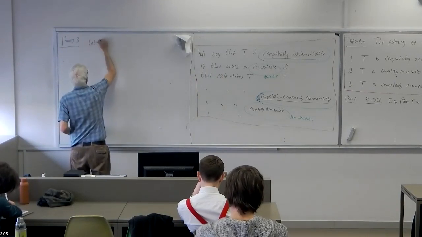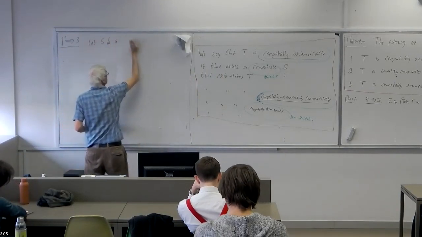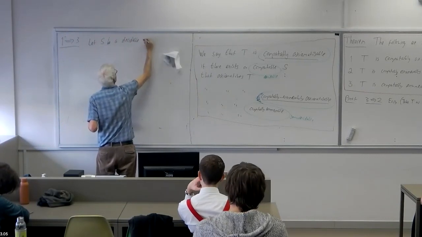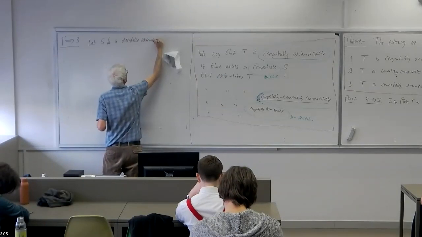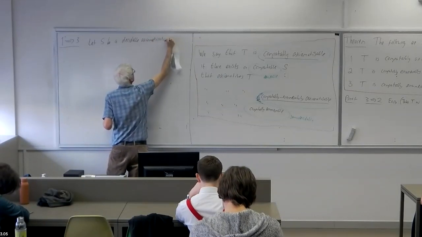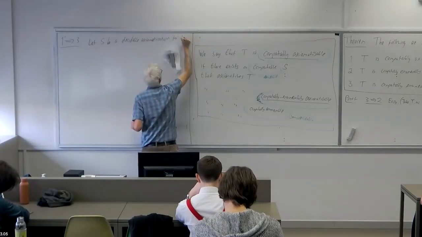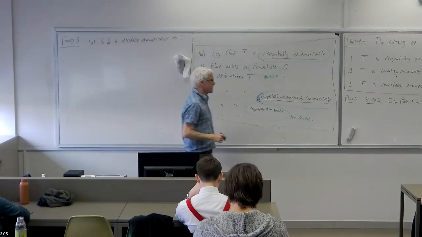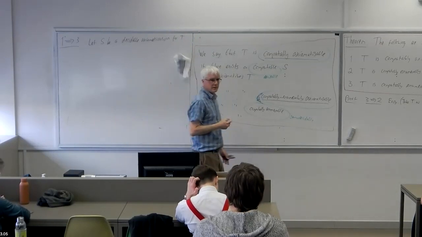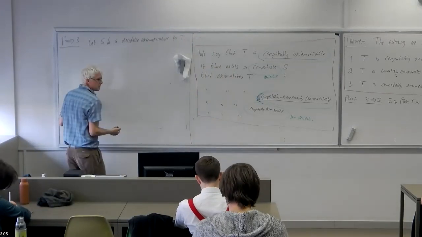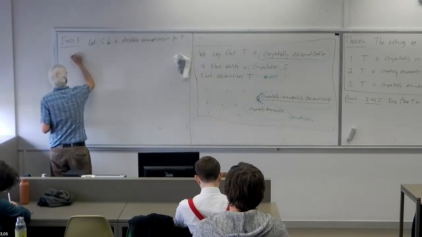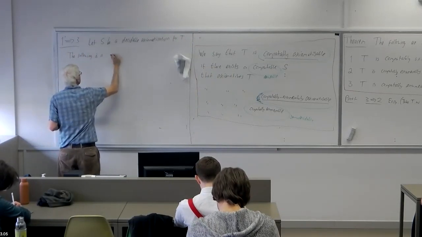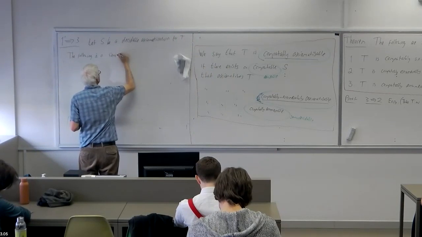So let S be a computable, that's decidable, let me use the word decidable this time, a decidable axiomatization for T. And we want to implement a semi-decision procedure for T. So again, I'm just going to tell you what the semi-decision procedure is. The following is a semi-decision procedure for T.